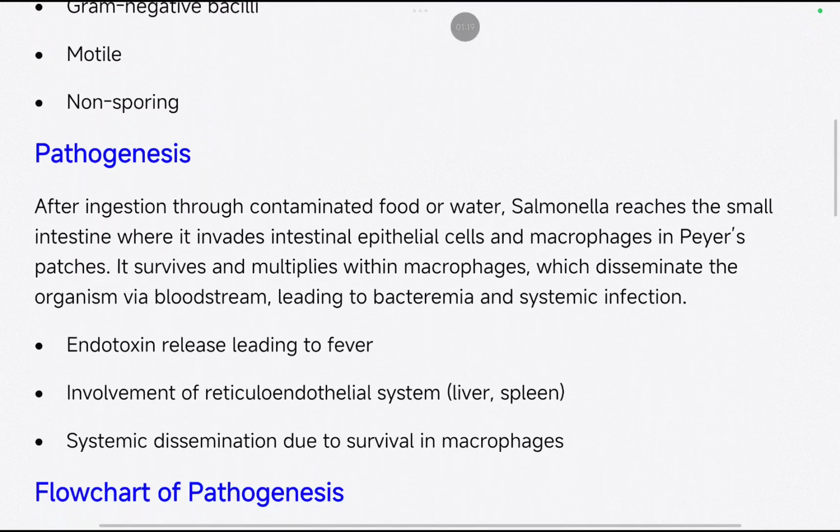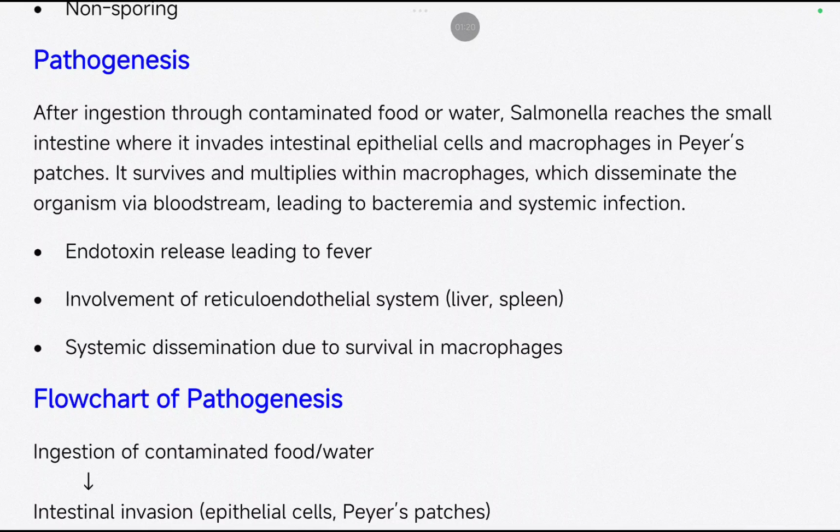What is the pathogenesis? Basically, after ingestion through contaminated food and water, Salmonella reaches the small intestine where it invades epithelial cells and Peyer's patches. You have to write about these two. You cannot write just that it invades the intestine. You have to write small intestine, intestinal epithelial cells, and Peyer's patches.